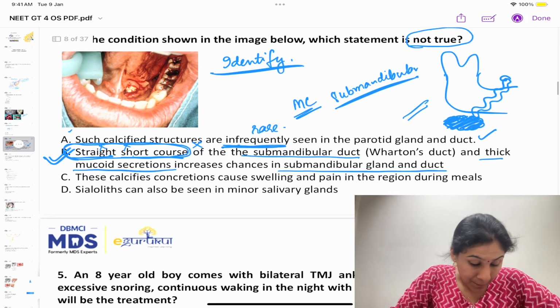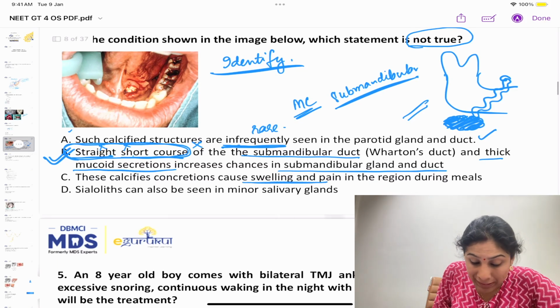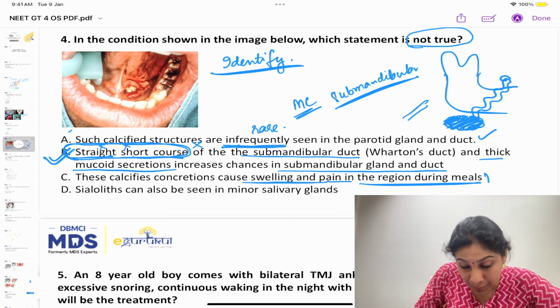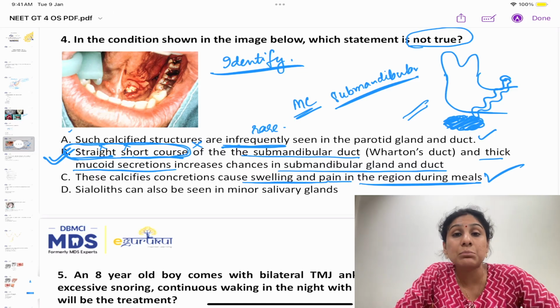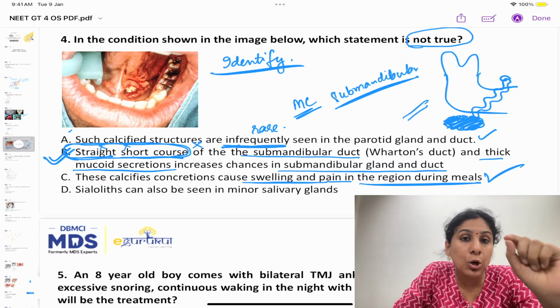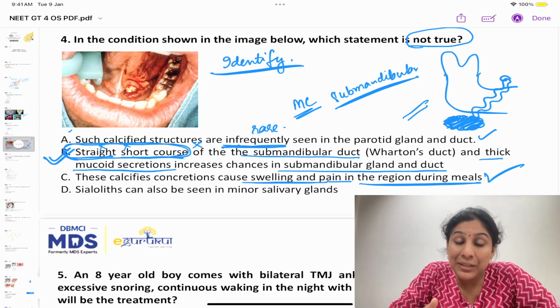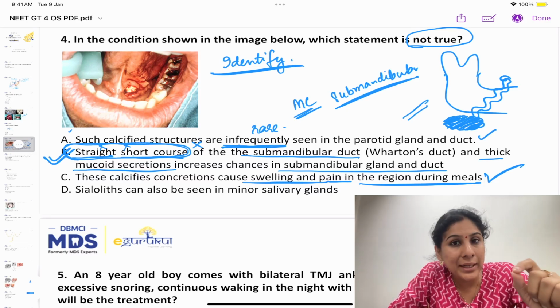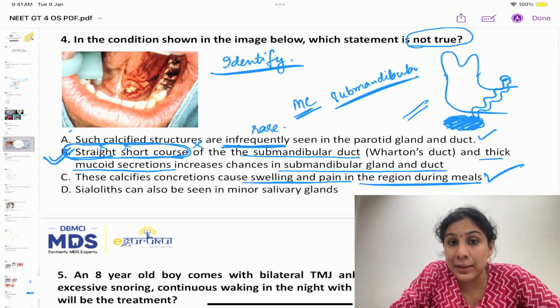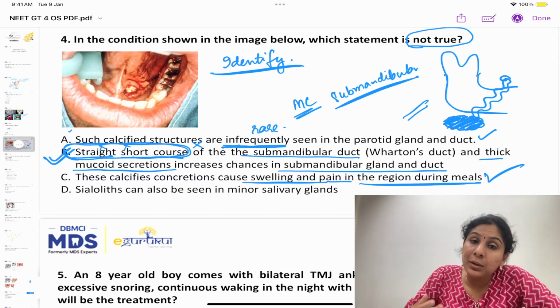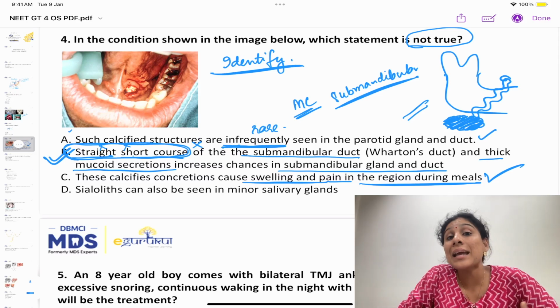Tortuous long course is the correct statement, which is why the option B becomes wrong and that becomes your answer of choice. Calcified concretions cause swelling and pain in the region during meals. Absolutely correct. That is what the symptoms will be. If the concretions are small, concretions means calcified collections. That means these sialoliths. If they are small, they may be asymptomatic. If they are intraparenchymal, that is within the gland, they may be asymptomatic.